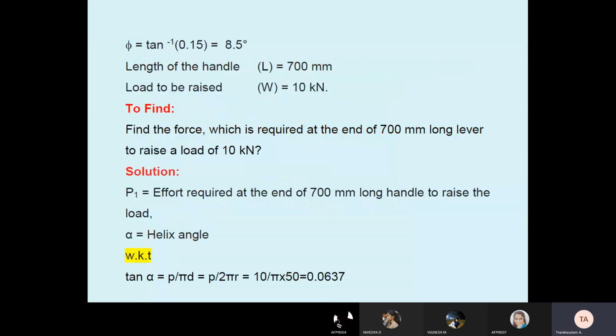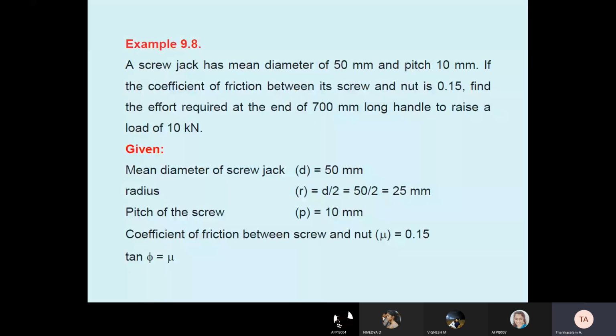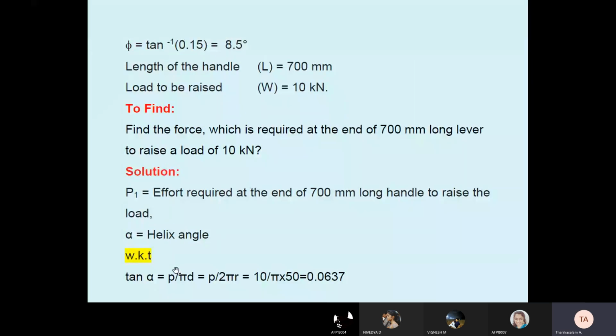What we followed: they gave everything, mean radius, diameter, the radius calculated. Pitch given, pitch equal small p, 10 mm. See, mu will be given, students, mu equal to 0.15. So already we have the formula, no? Tan phi equal to mu. So phi equal to tan inverse of mu, 0.15, 8.5 degree. Okay, angle of friction. Length of the handle given, 700 mm. How much load to be raised, lifted? 10 kilonewton.